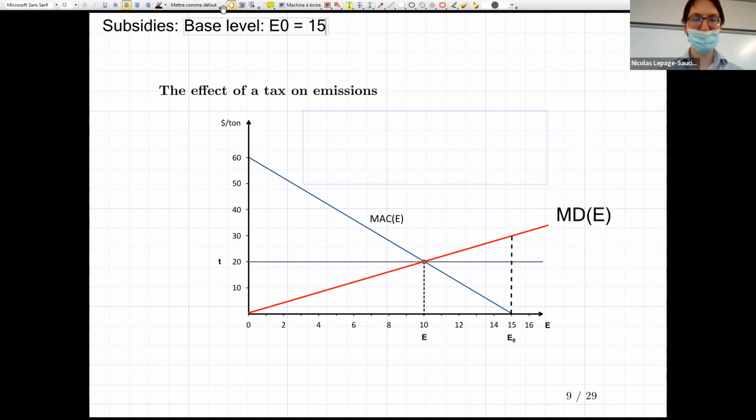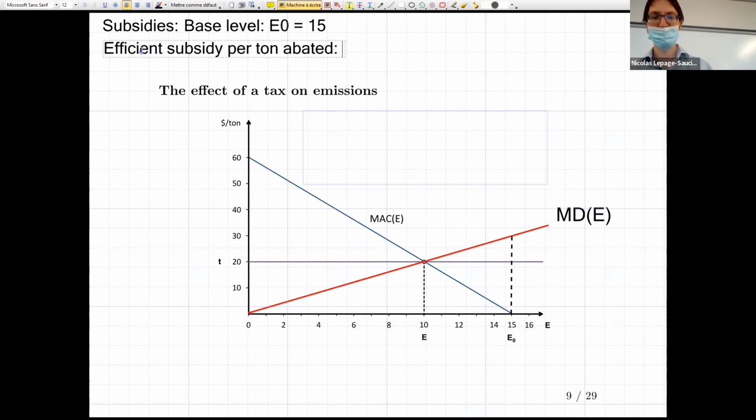So what should be the subsidy? Or efficient subsidy. Per ton abated. 10? 10 is, so you're saying this 10 there? So that's the quantity of emission that we want to arrive at. So yeah, it's part of the story. But the subsidy is how much money I pay per ton abated. Yes, perfect. So it's 20 again.